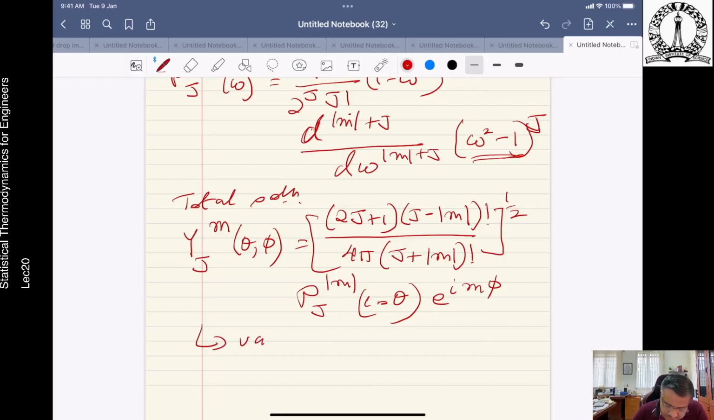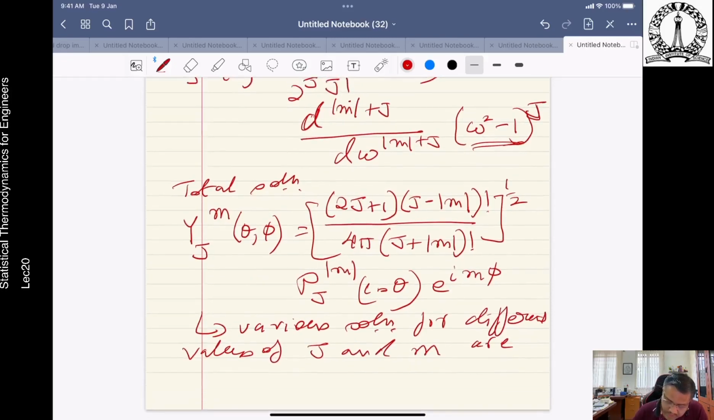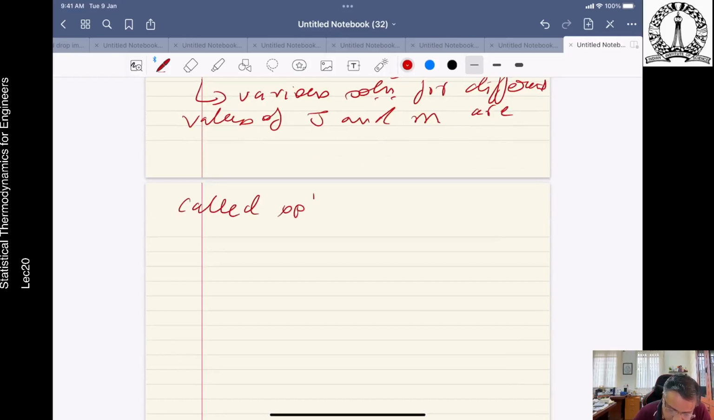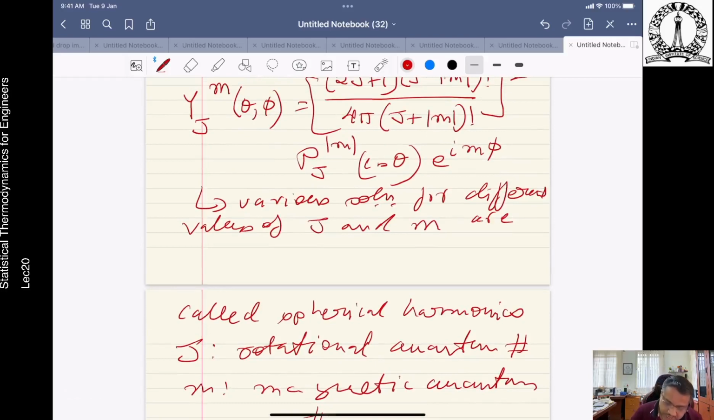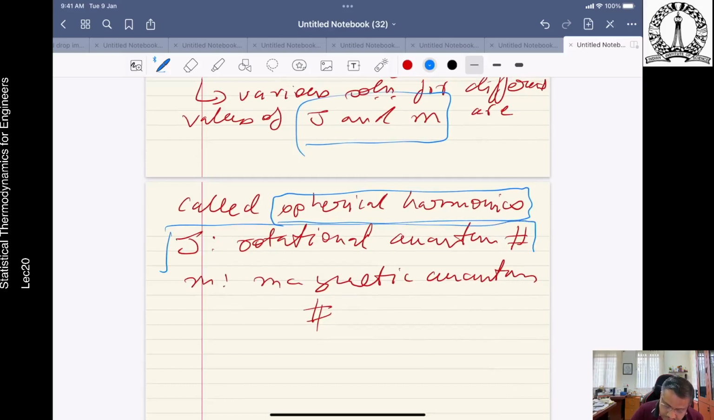Okay, so various solutions for different values of j and m are possible. These are called spherical harmonics. So j is therefore the rotational quantum number, and m is called the magnetic quantum number.